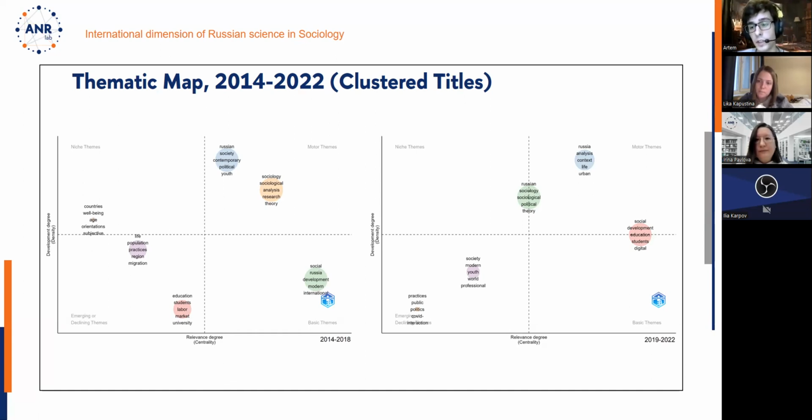Finally, if we take a look at the 2019-2020 period, we can see that the topics of practices, COVID, and interactions, in other words, some qualitative topics, came to the scene, and examination of the Russian context, and especially urban sociology, became one of the motor themes, which is quite interesting.